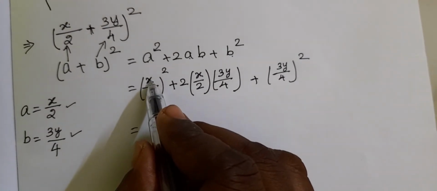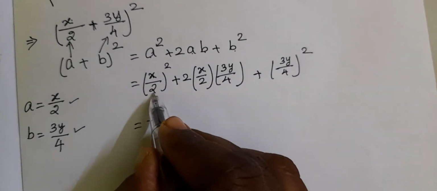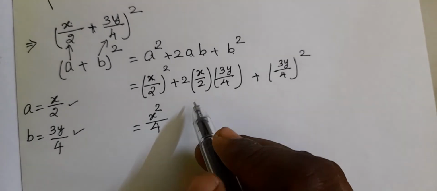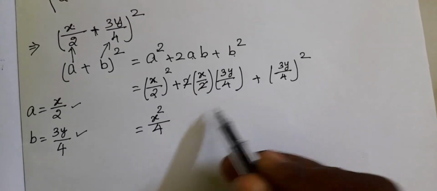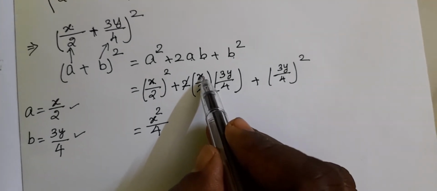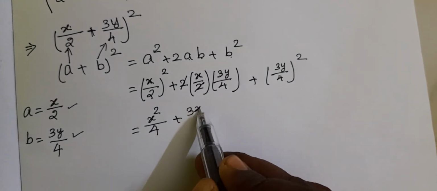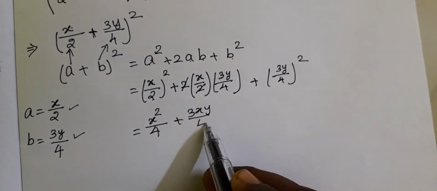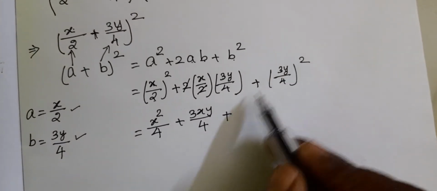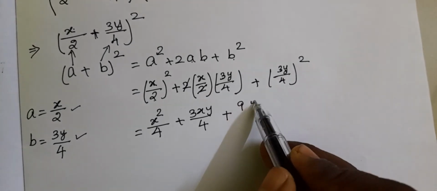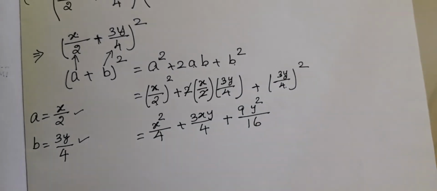Now let us square both x and 2. X into x is x squared. 2 2s are 4. Now in this there is a possibility of cancelling. 2 2 can be cancelled. So we can multiply x into 3y is plus 3xy divided by 4 plus 3y square. 3 3s are 9. Y into y is y square divided by 4 4s are 16.